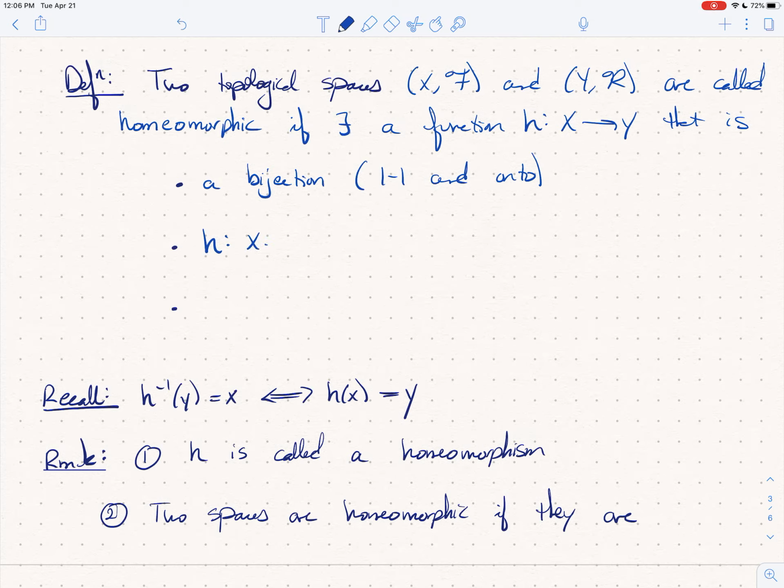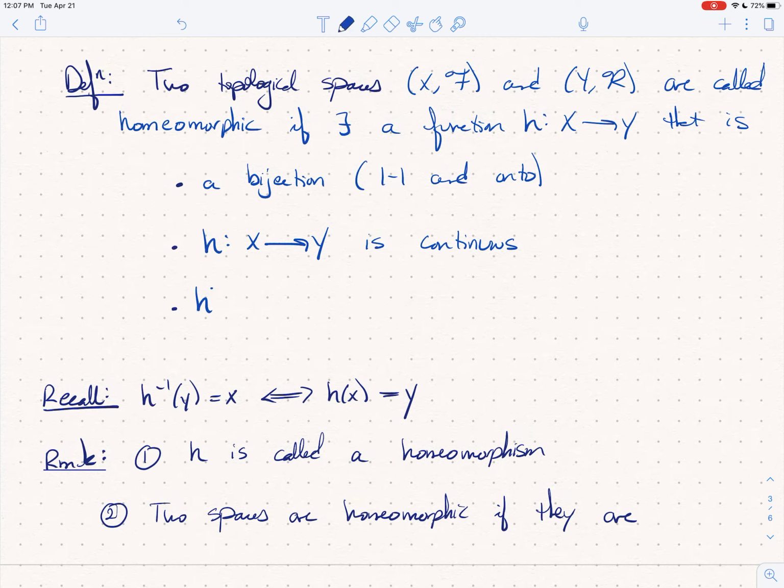I need to know that h, which maps from X to Y, is continuous in the sense that we just talked about. So any open set of Y, its preimage under h is an open set of X.